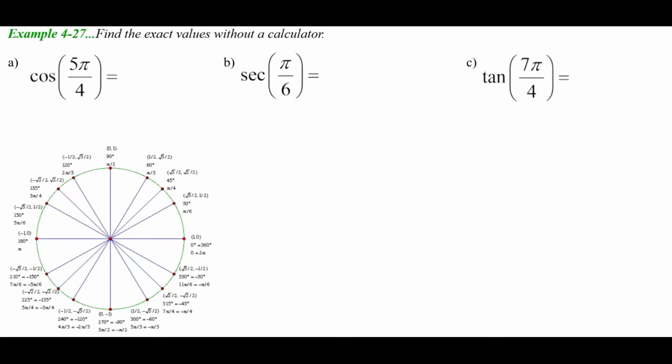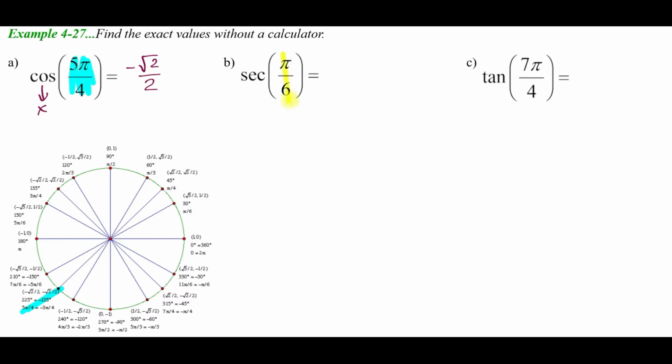So just looking at a few more examples here. We're doing the cosine of 5 pi over 4, so you want to look around your circle and you want to find 5 pi over 4. So 5 pi over 4 is this point here. And then you want to look at what function they asked us for. They asked us for cosine. We're going to remember that that's the x-coordinate. So at that point there, my x-coordinate is negative square root 2 over 2.